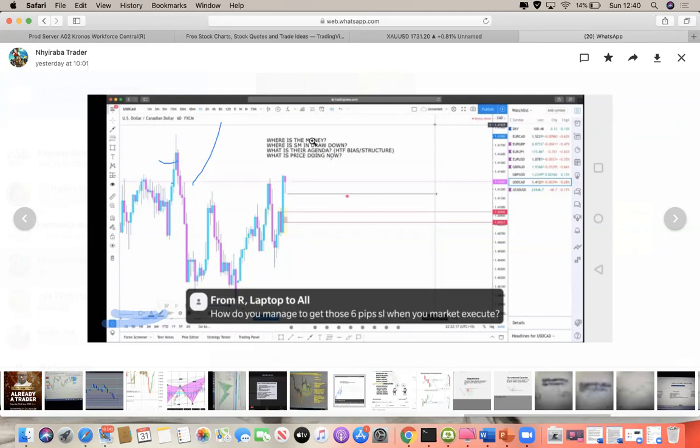I want you to write these questions right here in your notes, because I want you to be able to ask yourself this question before you even start marking up the chart. Where is the money? And the next one is, where is smart money in drawdown? What do I mean by drawdown? Where is smart money in a minus?